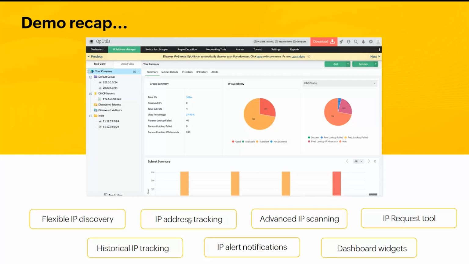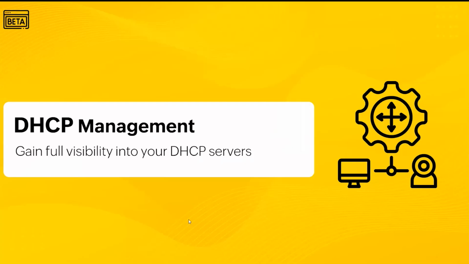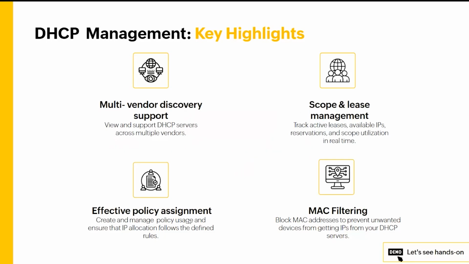Let's see the next module in DDI, that is DHCP management. With OpUtils DHCP management, you get a centralized, effortless way to monitor all your DHCP servers and scopes. And with multi-vendor DHCP server discovery, you can view DHCP servers from different vendors in one place, which also gives us real-time visibility into active leases, available IPs, scope utilization, and overall DHCP server health. So you can spot issues before they impact your network.